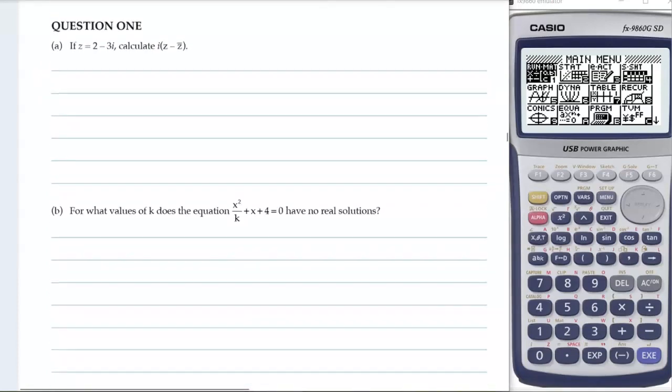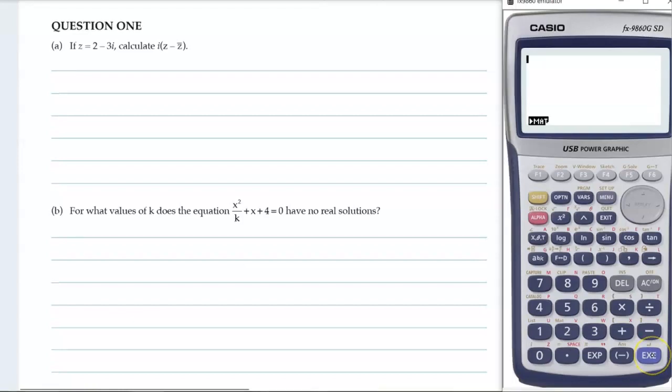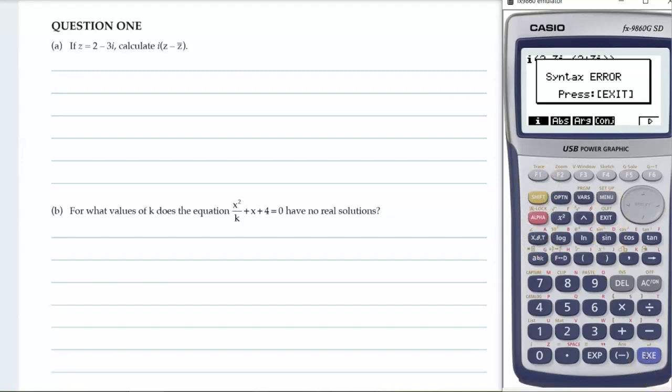Now let's get stuck into question 1. These are achieved questions to start the paper off, so you can do them entirely on your calculator. So that's what I'm going to do here. I'm using the complex options available to us, so I can put this straight into the calculator. First of all, we have i times 2 minus 3i, replacing the z there, take away the conjugate of z, which is 2 plus 3i, like so, and enter that.